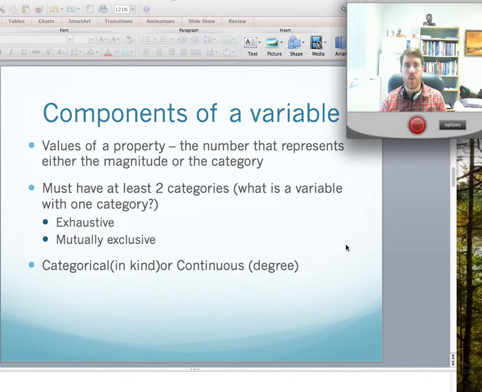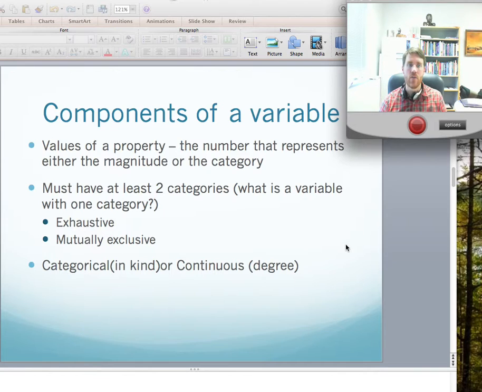The value of the property is the number that represents either the magnitude or the category. If we take that property and affix a value to it, we can give a DIBEL score, which could be a quantitative measure, or a categorical one, like blue eyes, brown eyes, blonde hair, brown hair, height, tall, short. But we have to have at least two categories for it to be a variable. And what's a variable with one category? We just talked about it. It's a constant.